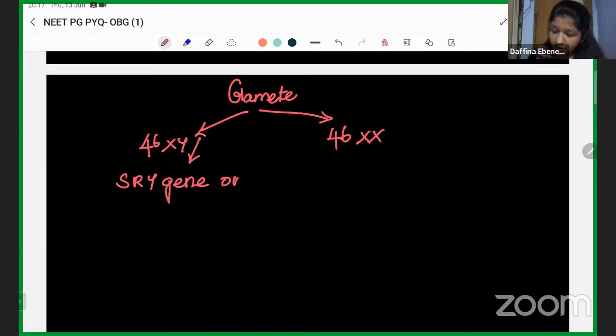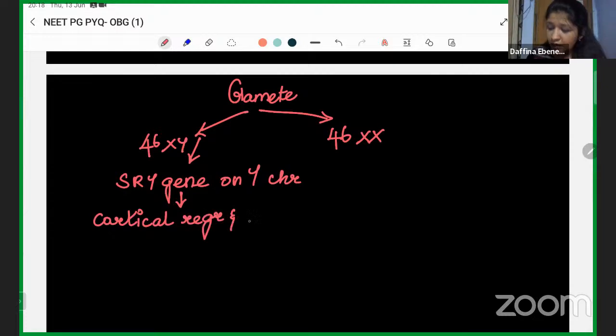Okay, so in 46XY, there is an SRY gene that is present on the Y chromosome. This SRY gene is going to cause cortical regression and medullary differentiation. That will cause the undifferentiated gonad to develop into the testis.